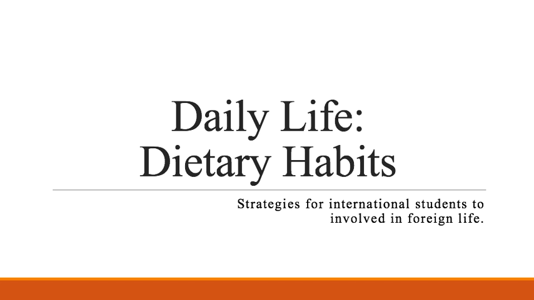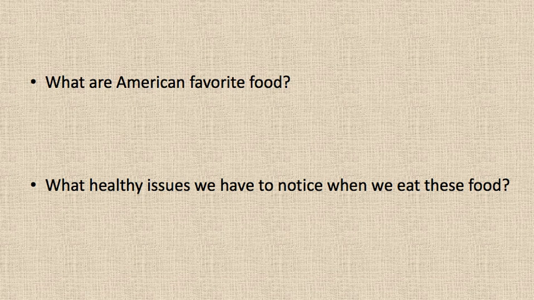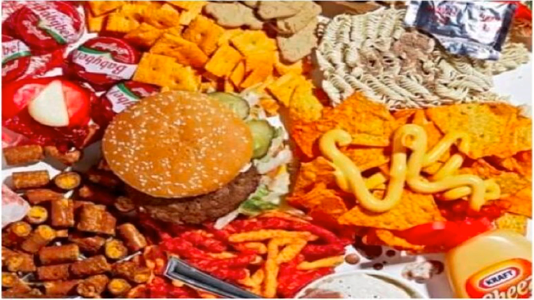The third part is about the American diet. What are Americans' favorite foods? What health issues do we have to notice when we eat these foods? Most Americans prefer fast food like hamburgers, hot dogs, and french fries. These kinds of food contain high calories, carbohydrates, fat absorbed during the deep frying process, and too much sugar. All of these are factors that will cause serious weight problems.